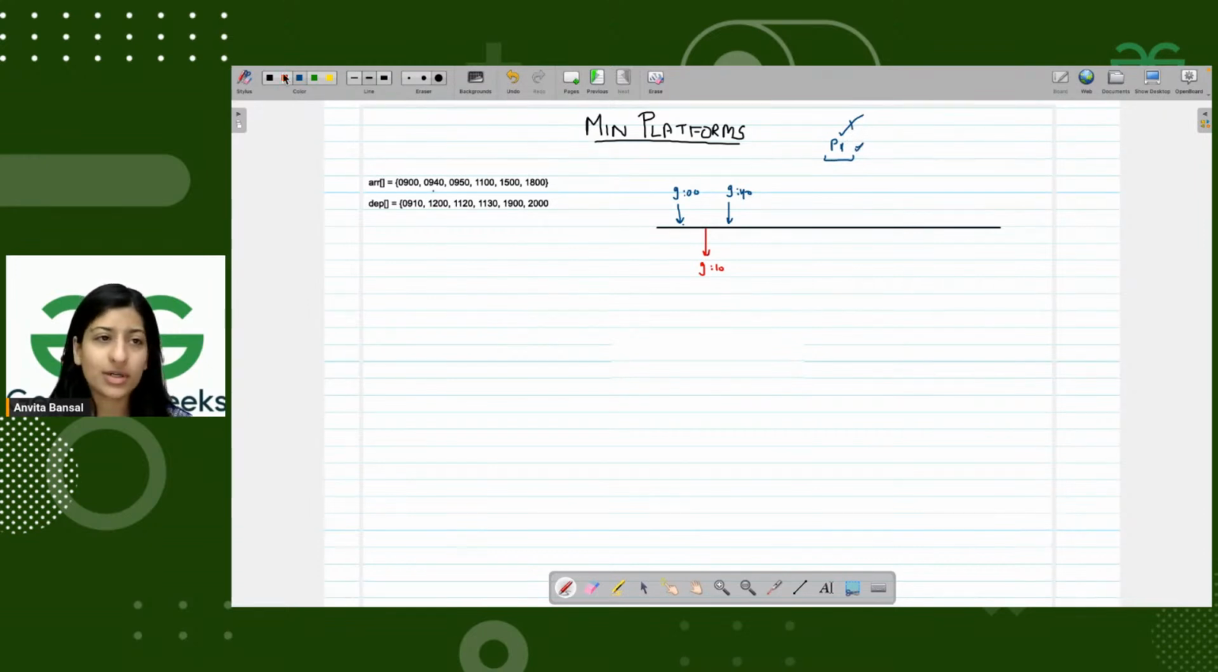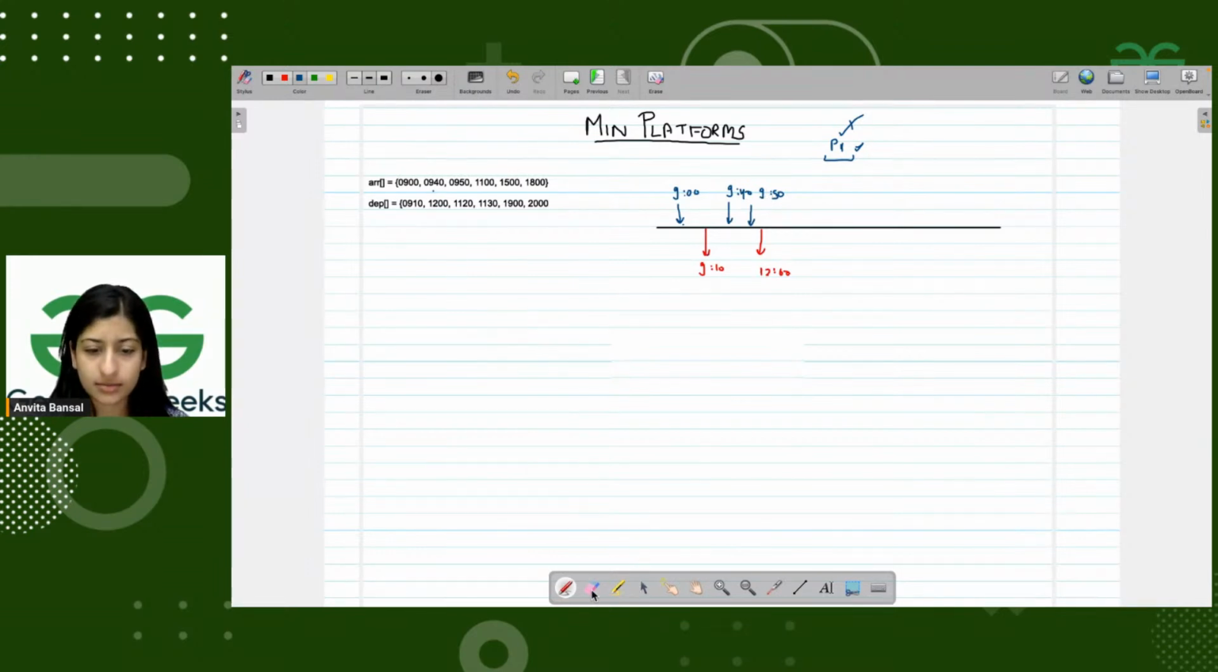And what time does it leave? The train that comes at 9:40 leaves at 12 p.m. Okay, fine. What time does the next train arrive? That is at 9:50. So this next train arrives at 9:50. Now do you see one thing?